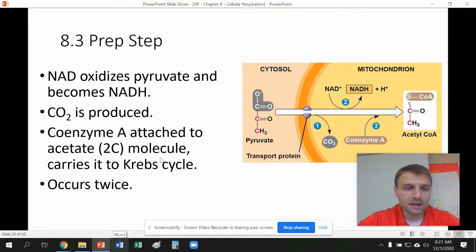All right. So again, I'm just going to review this. Pyruvate is going to go into the mitochondrial matrix. It's going to break down and break off a CO2 molecule. We're also going to get an NADH out of here. We're also going to attach a coenzyme A to the acetyl group that's left over, and that's going to go into the Krebs cycle. Now, this whole process has to occur twice because we're getting two pyruvates from glycolysis. After one pyruvate goes through this process, another one's going to go through it. So essentially, we make two CO2s, two acetyl CoAs, and two NADHs.